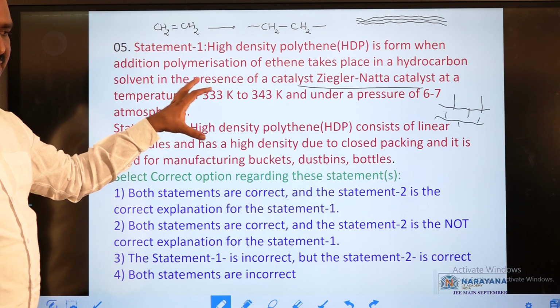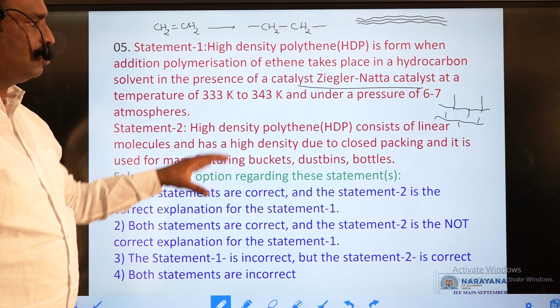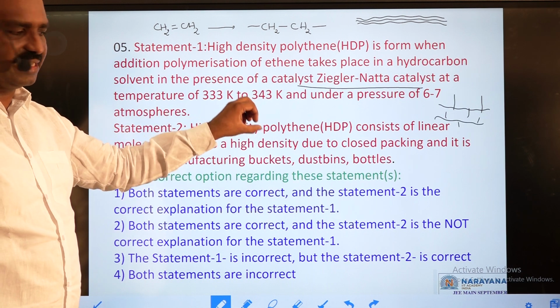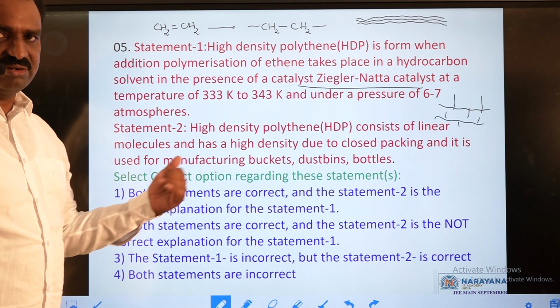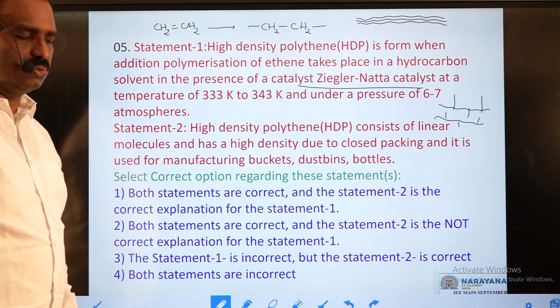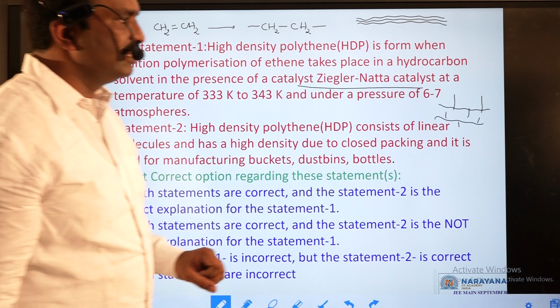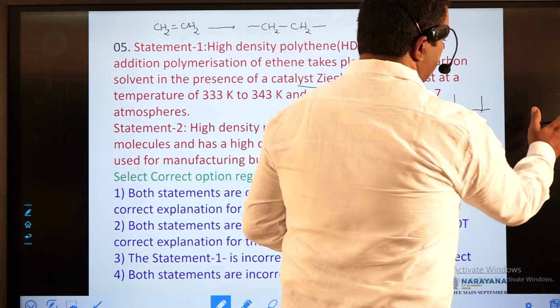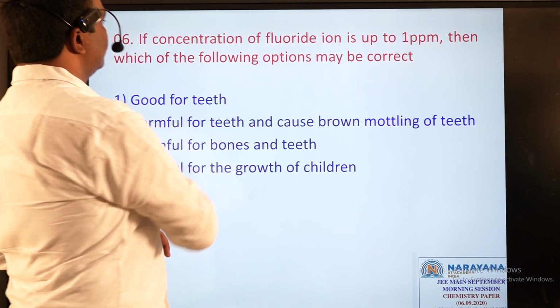You can see the second year NCERT textbook. In part 2, in polymers, we have this exactly. Try to go through that once, because even for the advanced examination, the NCERT textbook will help you, and don't skip the NCERT textbook. Try to go through the points. Let me proceed to the next one.